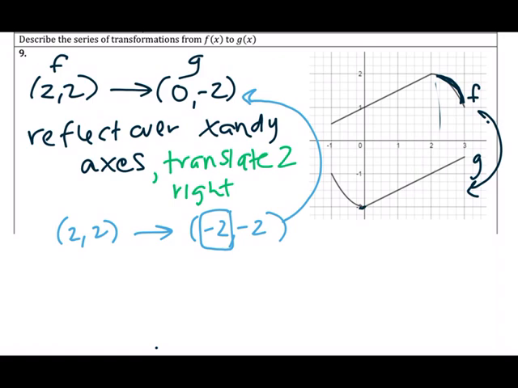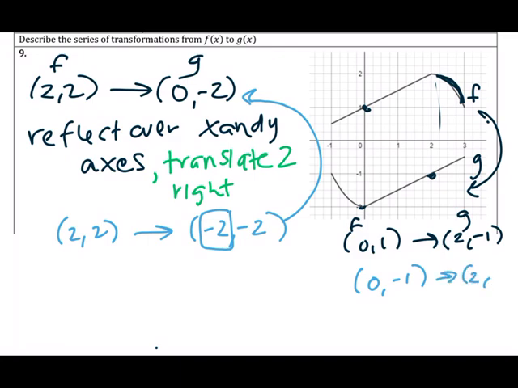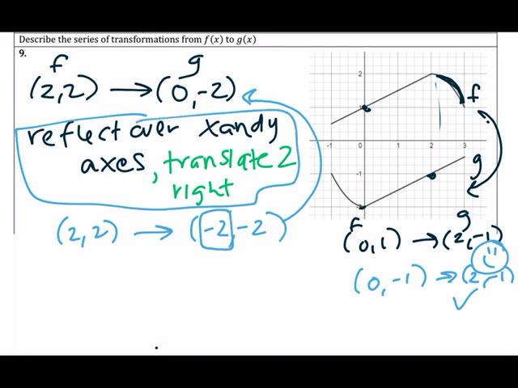Let's grab another point and make sure that that works with another point. So let's pick this point and this point, going from 0, 1 to 2, -1. So if I take my f point and I reflect, that goes to 0, -1. That covers both of my reflections. Then I translate, so then I add 2 to my x value, moves this to be 2, -1. So I have confirmed that my transformation is correct. Reflect over the x and y axes, and then translate 2 to the right.